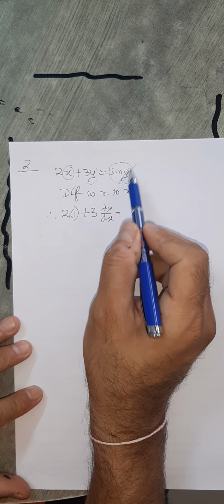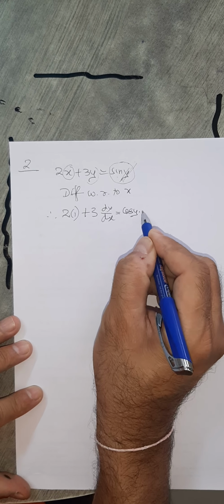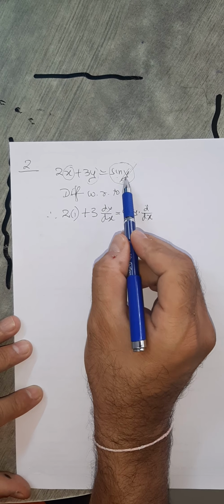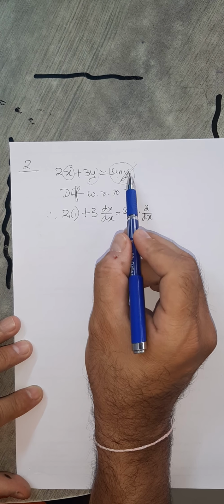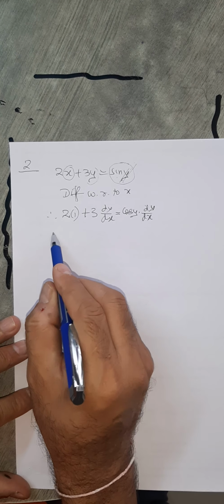So I'll imagine this as x. What's the derivative of sine y? Cos y into, by chain rule, d by dx of what you had considered as x, y. So derivative of y. This is chain rule, remember. So now you are through.